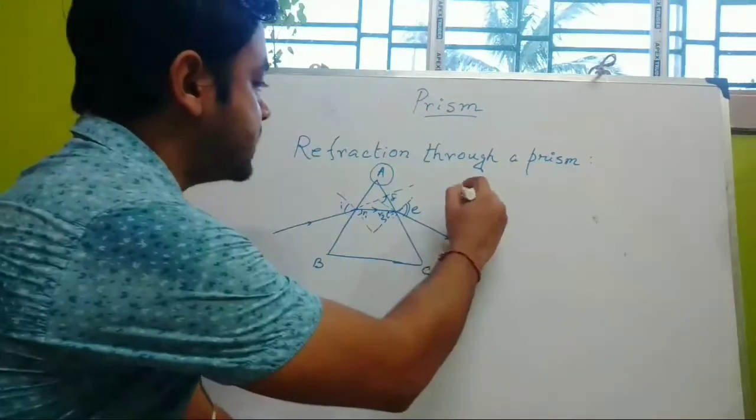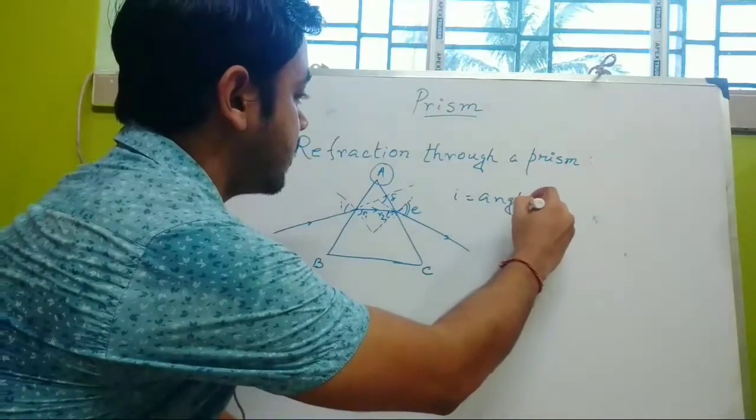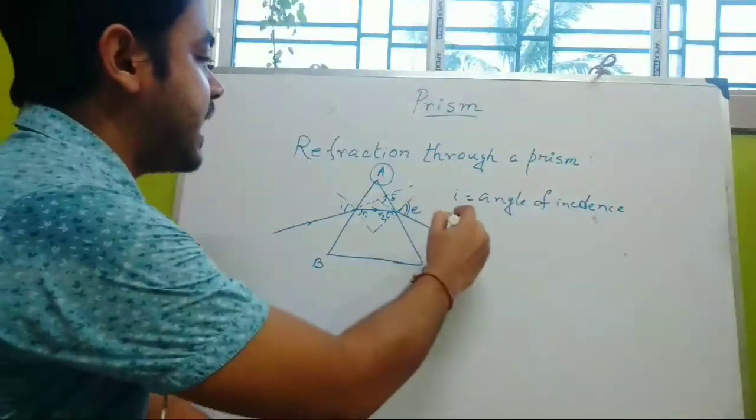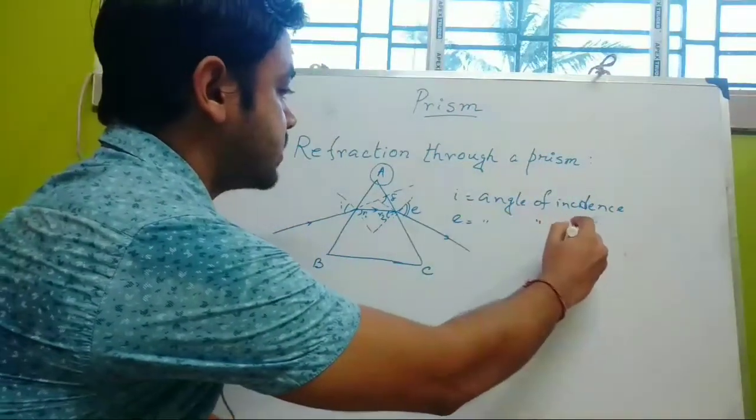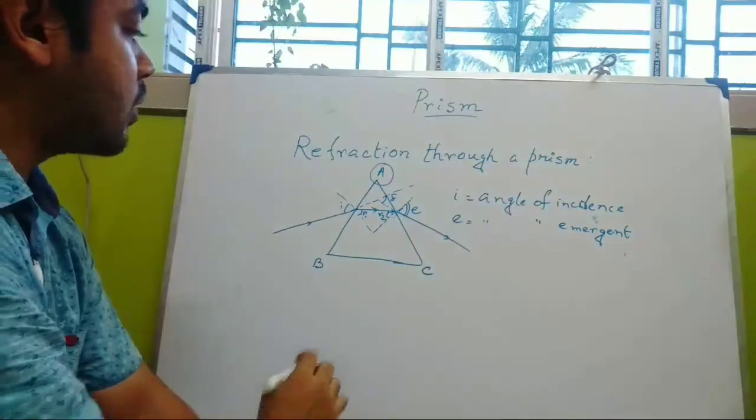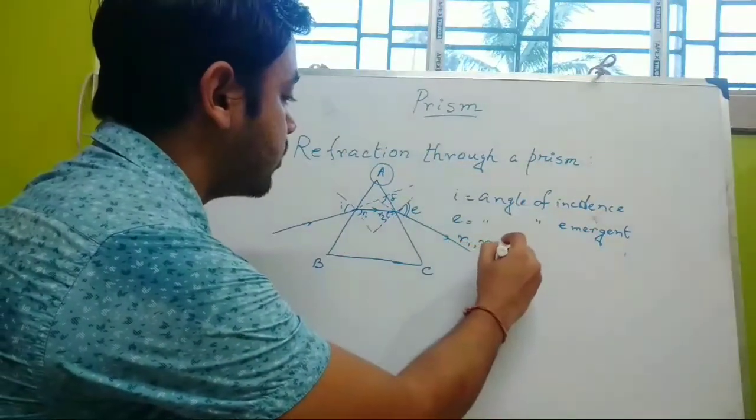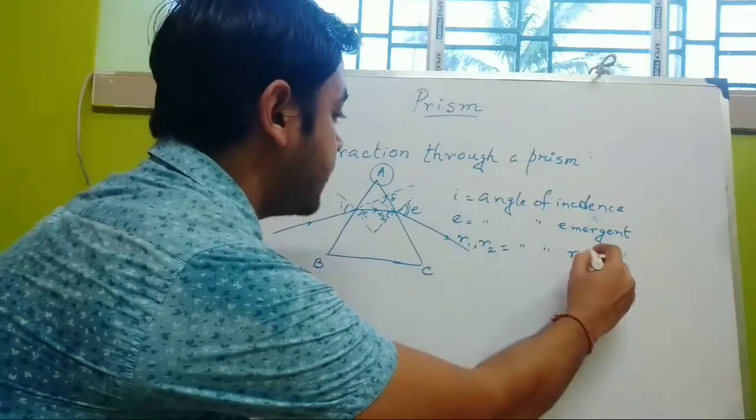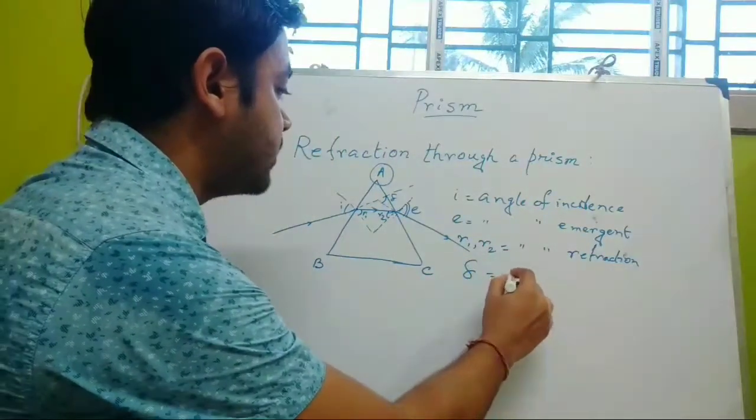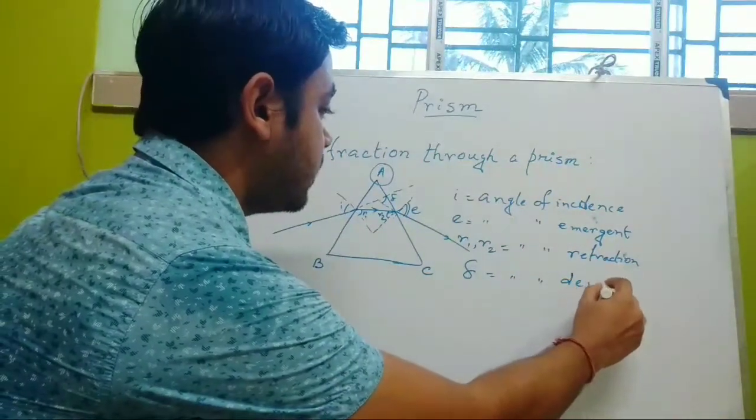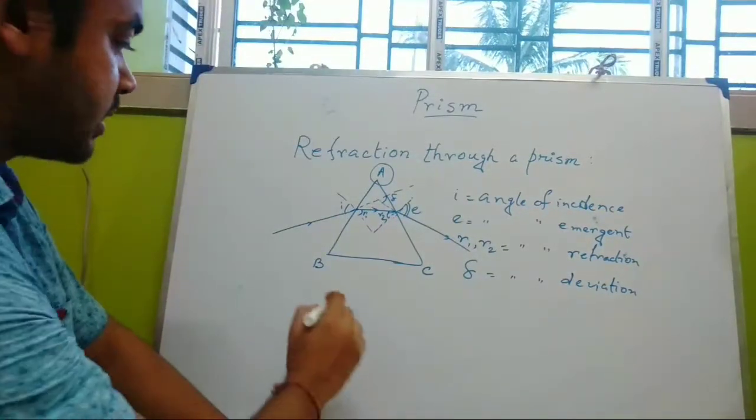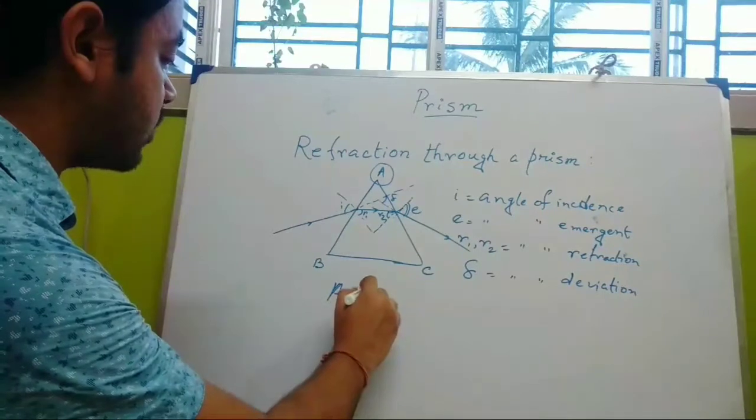Now this is the angle of the prism or the refracting angle. I is the angle of incidence. E is the angle of emergent. R1 and R2 are the angles of refraction, and delta is the angle of deviation.